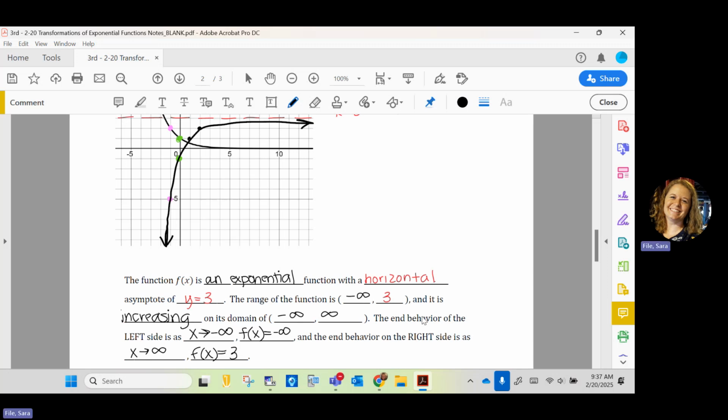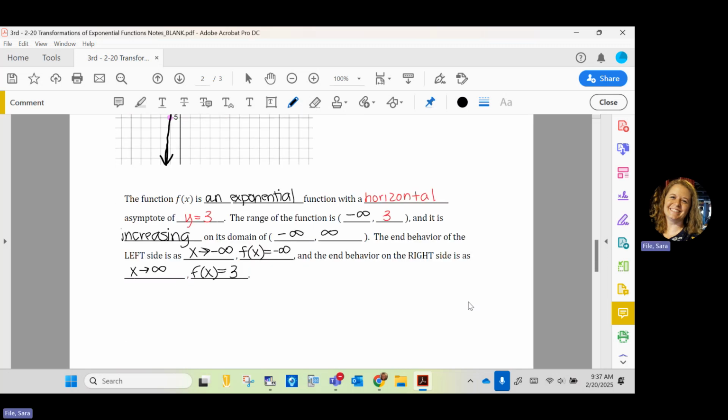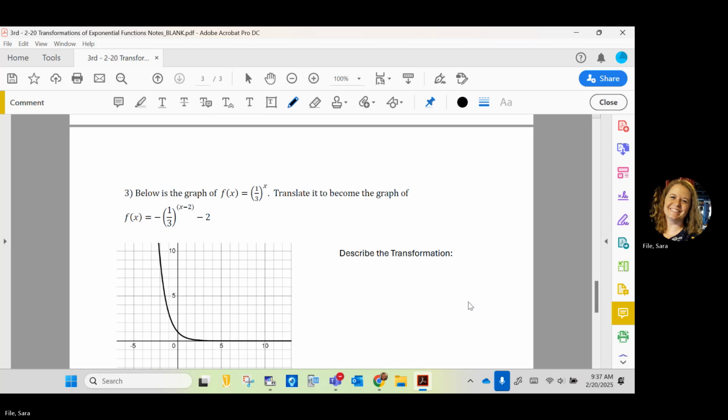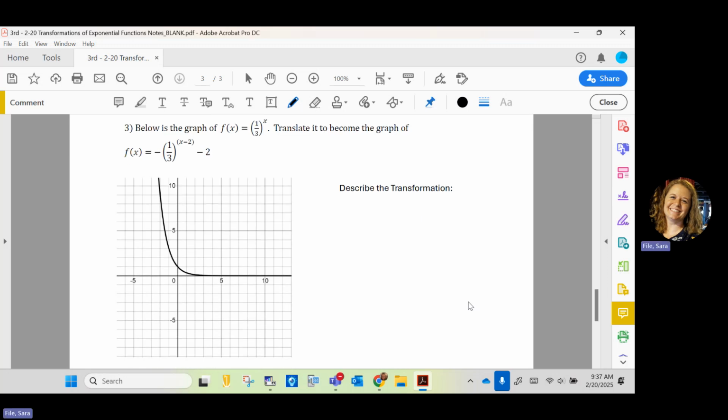Questions so far? Right. Last one. Okay, this one starts with 1/3 as my base. So (1/3) to the power of x is drawn here for us. They want us to translate it, describe the transformations, and answer all those questions again.